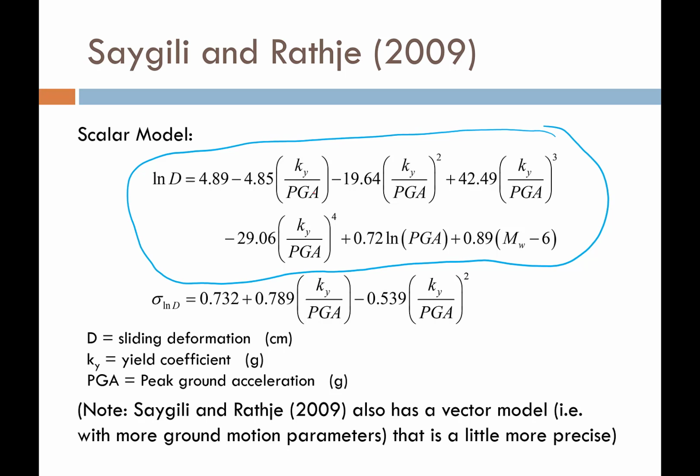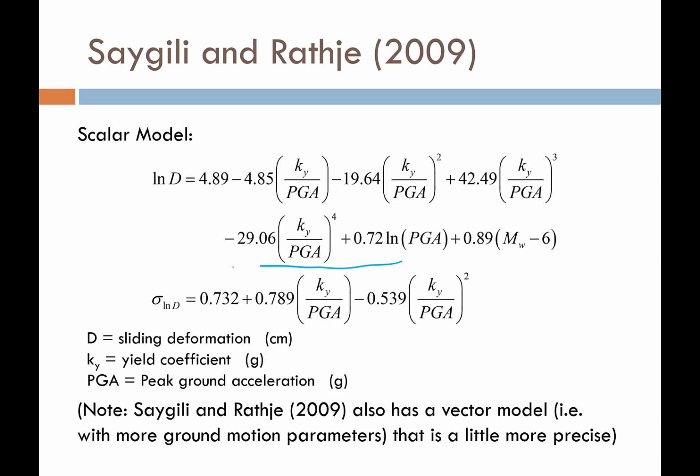But they also needed to correct their model for moment magnitude. So you can see that that's corrected right there. And then they give an equation for their standard deviation. This equation accounts for a phenomenon that they observed with their uncertainty in computing what are called residuals. That's the error in the actual displacement versus what you predicted. And what they observed was that error was not constant with the ratio of ky over PGA.